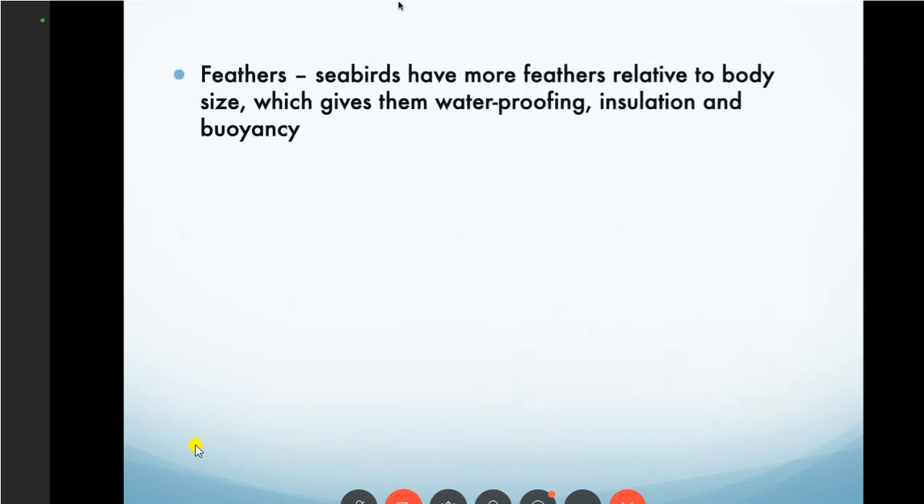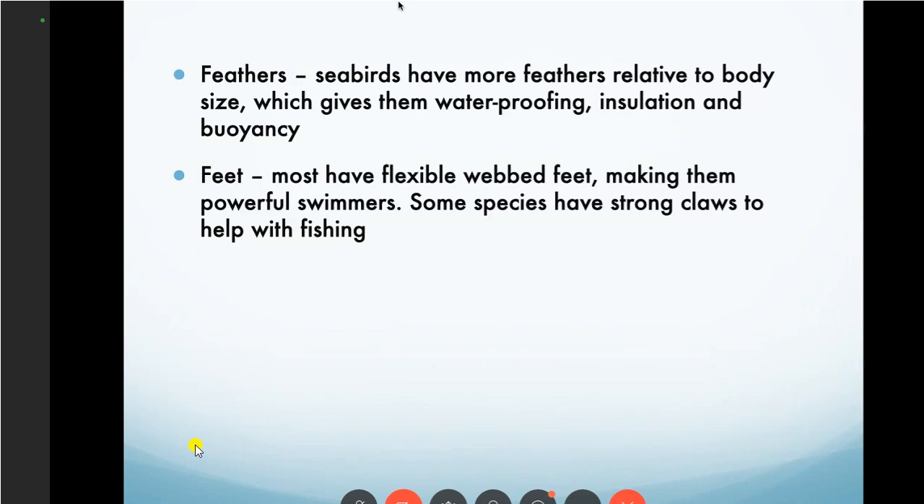Some other features that they have is their feathers. They normally have more feathers, which helps with waterproofing, insulation, and buoyancy. Then the feet: most of them have very flexible webbed feet. Some of them have powerful claws on their feet, which helps them in catching fish.